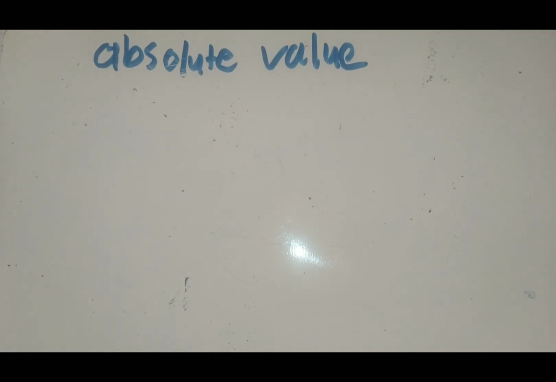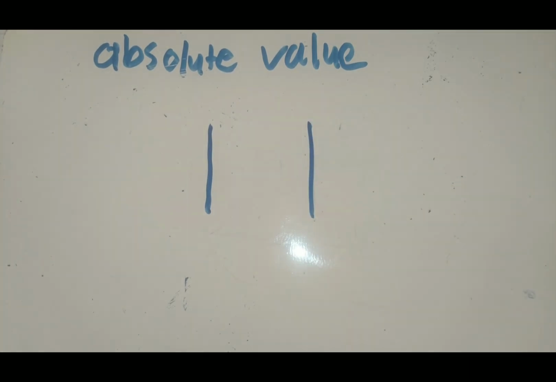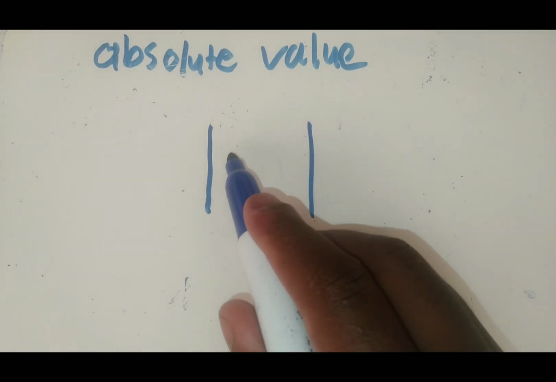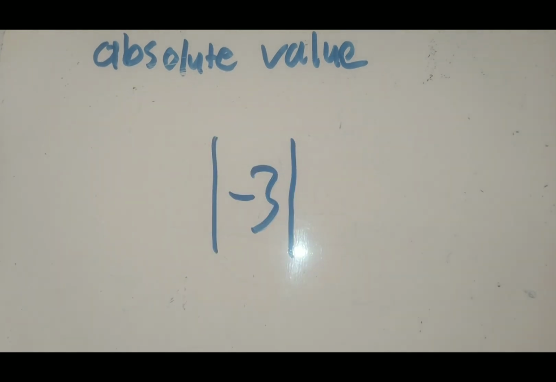Good day. So today I'm going to show you what we call absolute values. So what are absolute values? Absolute values are first of all represented by these funny lines. If we put maybe a number in the middle, we say absolute value of 2. And something like this, we pronounce as absolute value of -3.